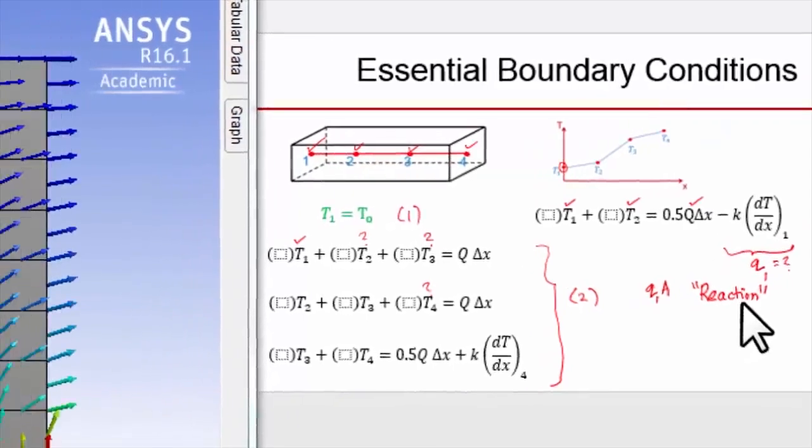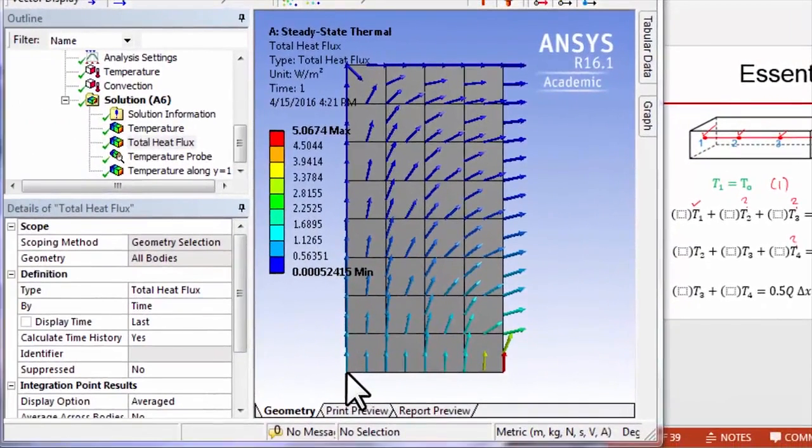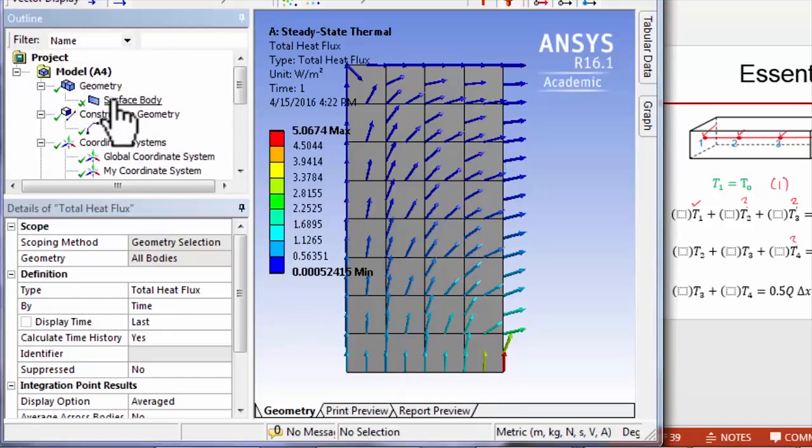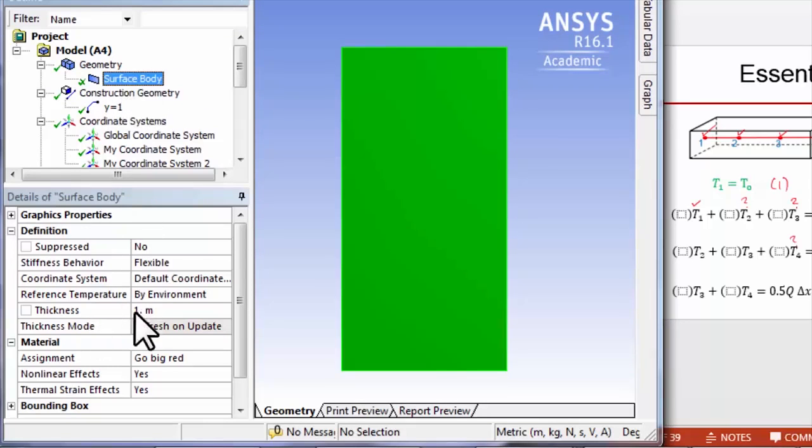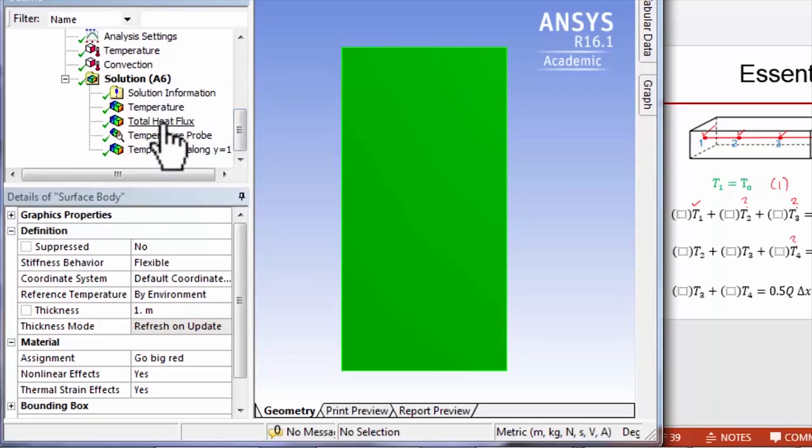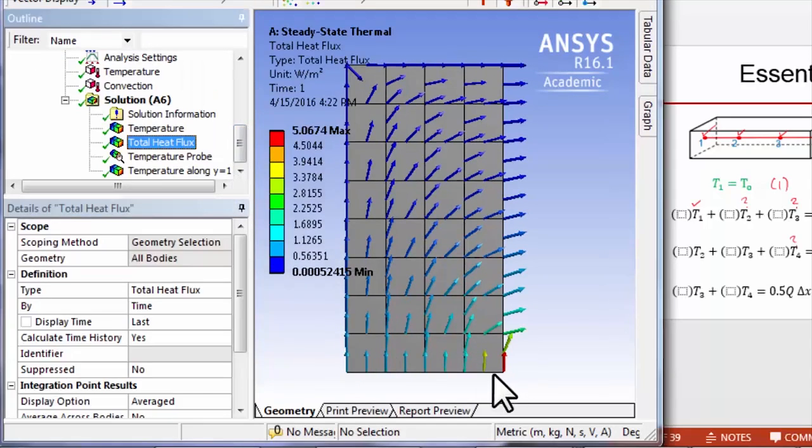We'll calculate the reactions. And here, the reaction will involve an area. So for that, you need not only this length here, but you also need the dimension perpendicular to the screen, and that's given by the thickness. So if I go to surface body, and the thickness is 1 by default, so you can think of whatever reaction you'll get along here as the heat flow through that boundary per unit thickness.